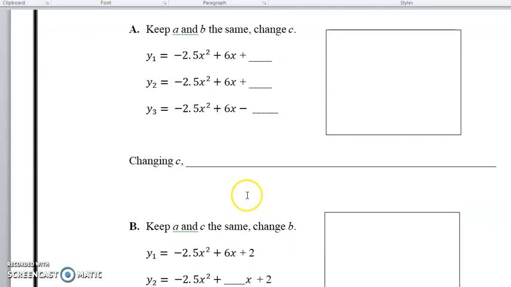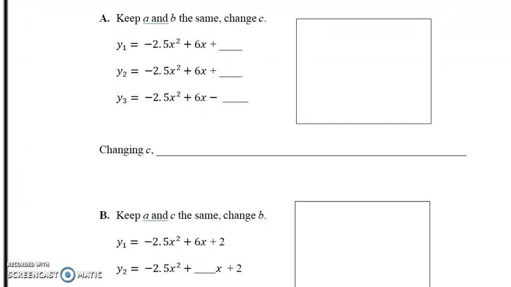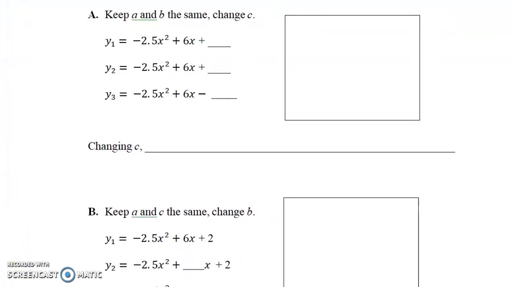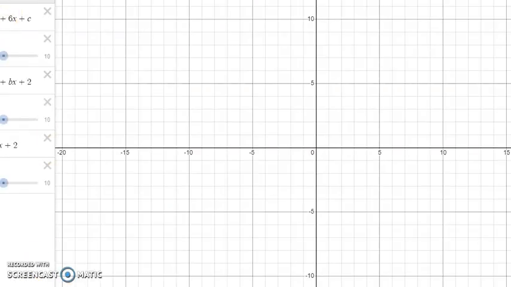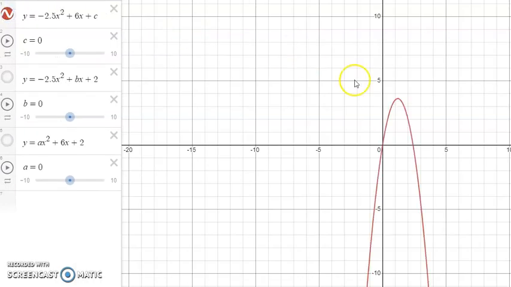So let's look at how changing some of the coefficients in front of the variables affects the graph. So we're going to keep A and B the same. We're going to change C. I'm going to do this in a Desmos program. It's really neat when you do it in Desmos. So let's take a look. So we're going to keep A and B the same, so negative 2.5 and 6, but we're going to change the C value. So let's see what happens here with our graph. So I'm going to enter that in.